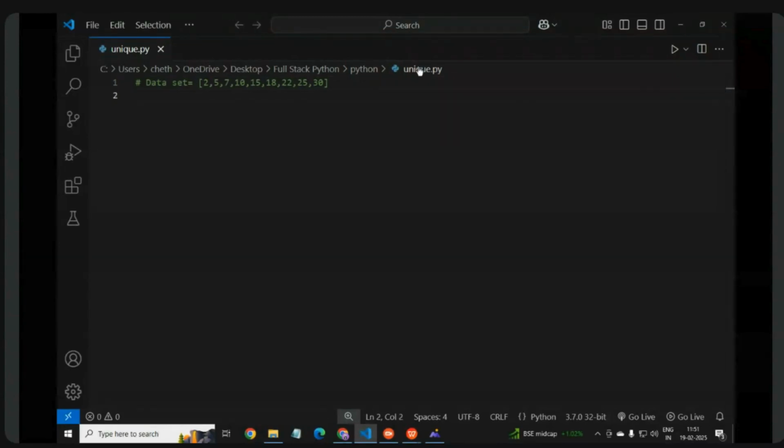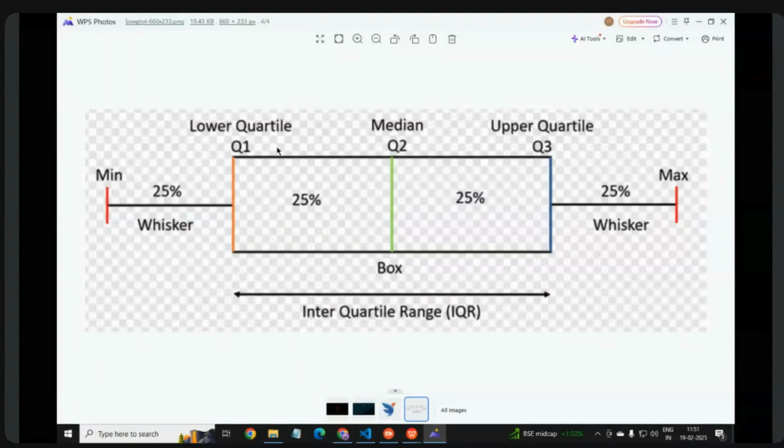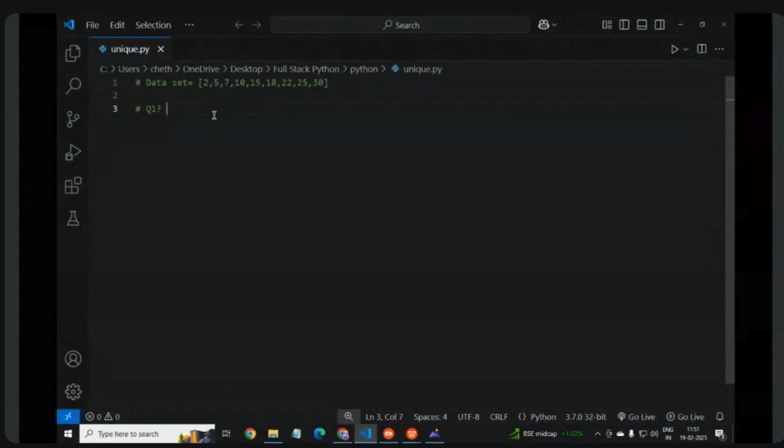So how to find Q1? First of all we have to find Q1, the 25th percentile, the lower quartile. So what do we have to write for this?